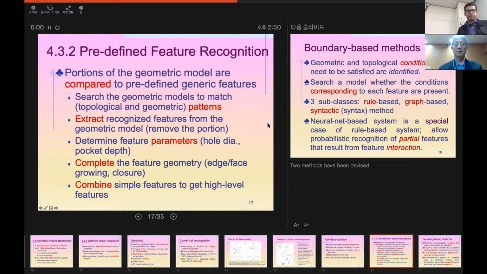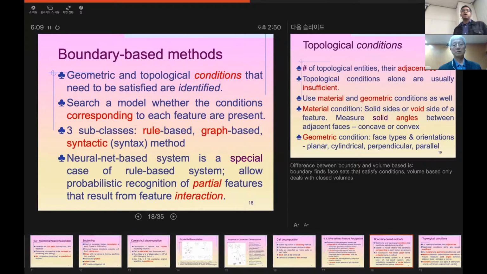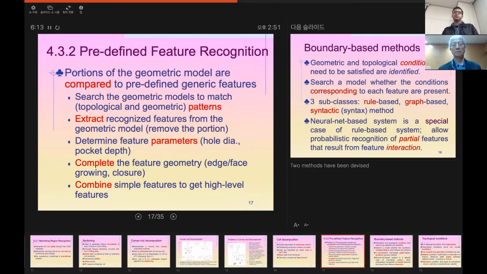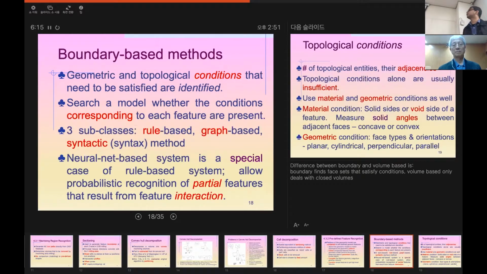And then finally, we combine the simple features to get high-level feature data. Predefined feature recognition can be divided into two, which is boundary-based and volume-based.